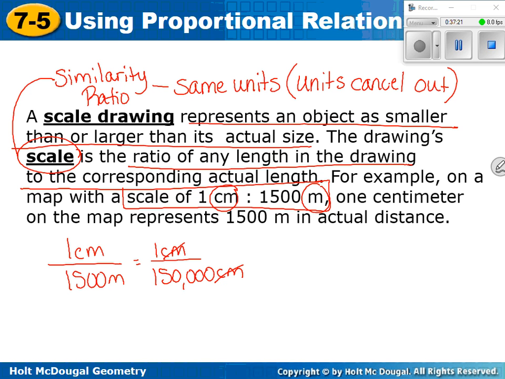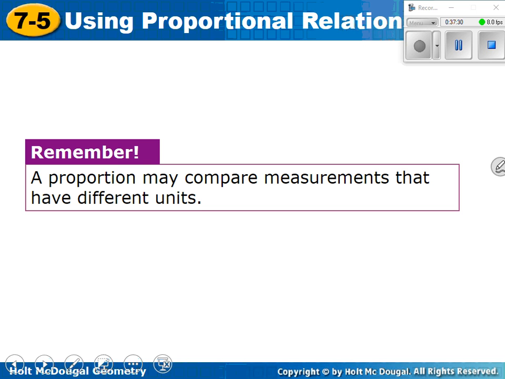Okay, so I just wanted to make sure this was not in your notes, but this could affect you on the test, so I want to make sure that you're clear about that. What we're going to do next is we're going to make scale drawings. Remember that your proportion can compare different units as long as you have one unit per object. So you can have feet on one object and inches on another object. You just can't have feet and inches on the same object.